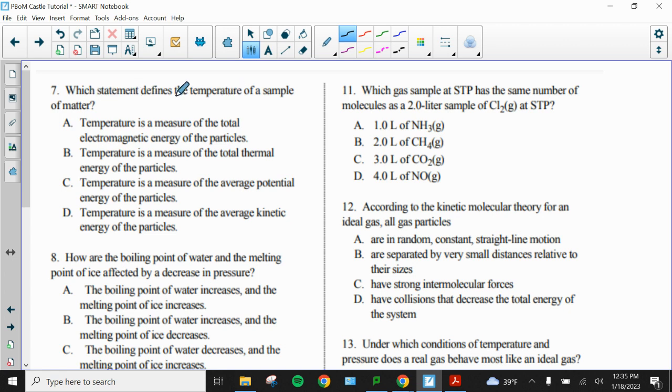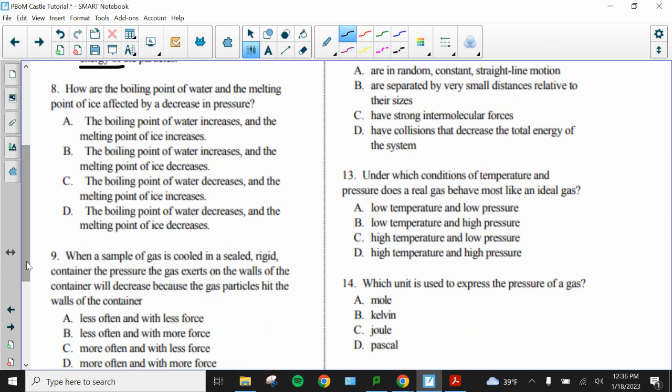Number 7, which statement defines the temperature of a sample? Temperature is kinetic energy. Temperature is the measure of electromagnetic energy? Absolutely not. Thermal energy? Ooh, that's close. Thermal sounds like heat. Temperature is a measure of average potential energy? No, it's average kinetic energy of the particles. This is the actual definition. Total thermal heat is not temperature. That's your total heat.